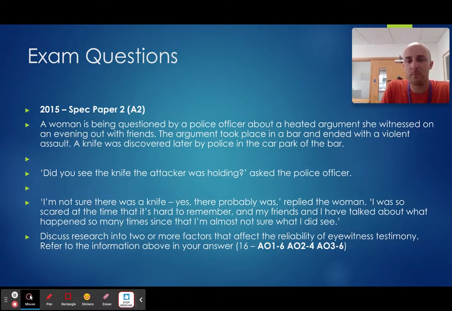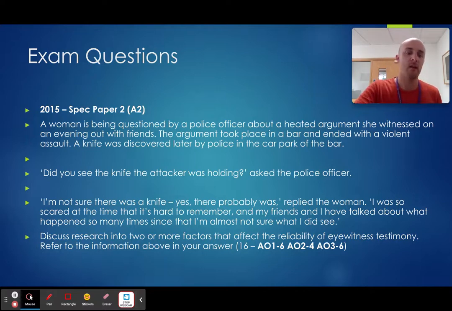A woman is being questioned by a police officer about a heated argument she witnessed on an evening out with friends. The argument took place in a bar and ended with a violent assault, and a knife was discovered later by police in the car park of the bar. Did you see the knife the attacker was holding? asked the police officer. I'm not sure there was a knife. Yes, there probably was, replied the woman. I was so scared at the time that it's hard to remember, and my friends and I have talked about what happened so many times that I'm almost not sure what I did see.